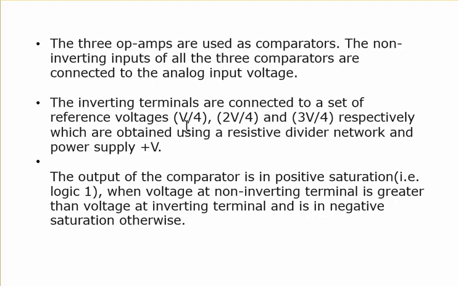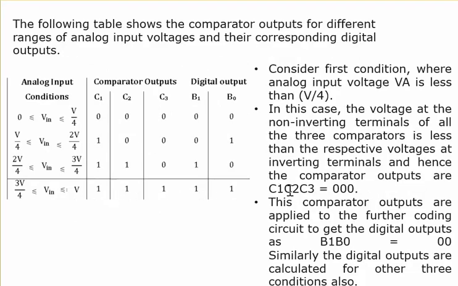So this is what I told: the inverting input voltages are so and so. This is a comparator table with the digital outputs and the comparator outputs. Here we have given some of the input conditions for the input voltages ranging from 0 to V by 4, V by 4 to 2 V by 4, and 2 V by 4 to 3 V by 4. Based upon that, we have written the comparator output values, and therefore we have obtained the digital outputs also.